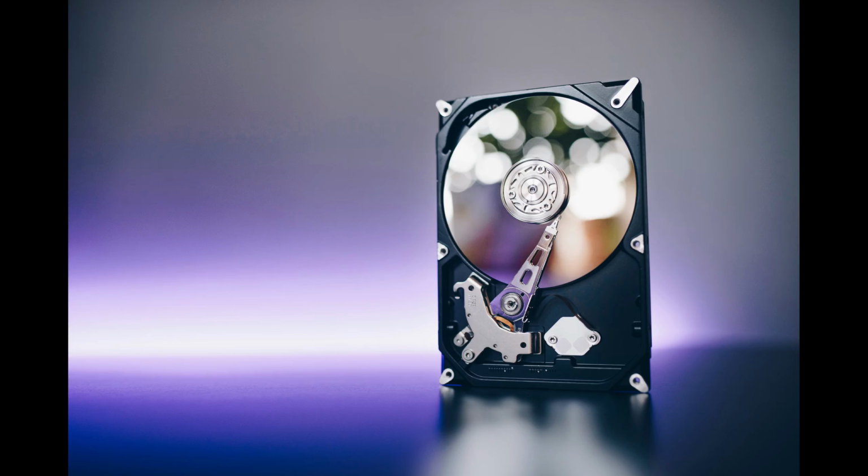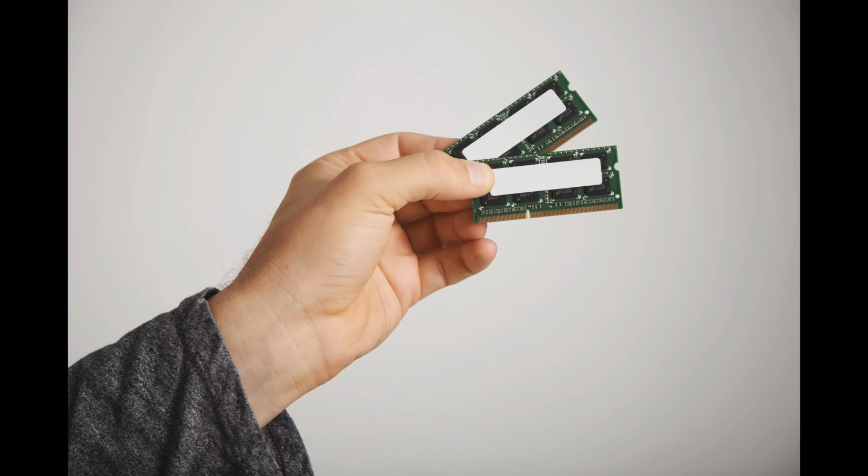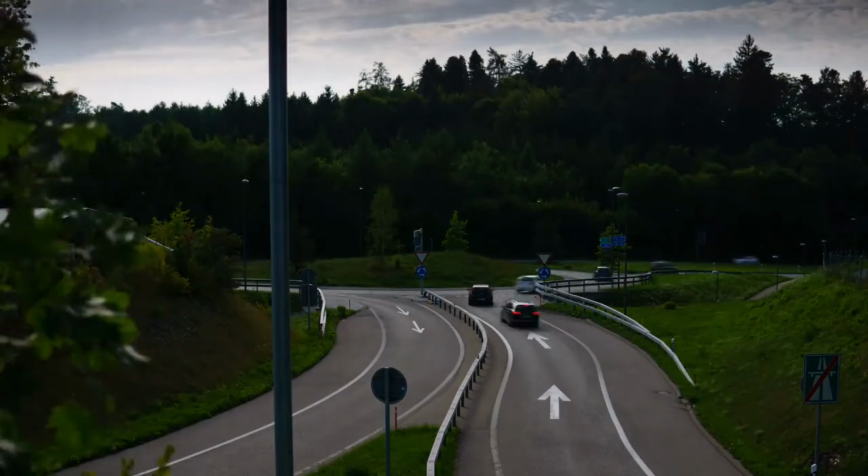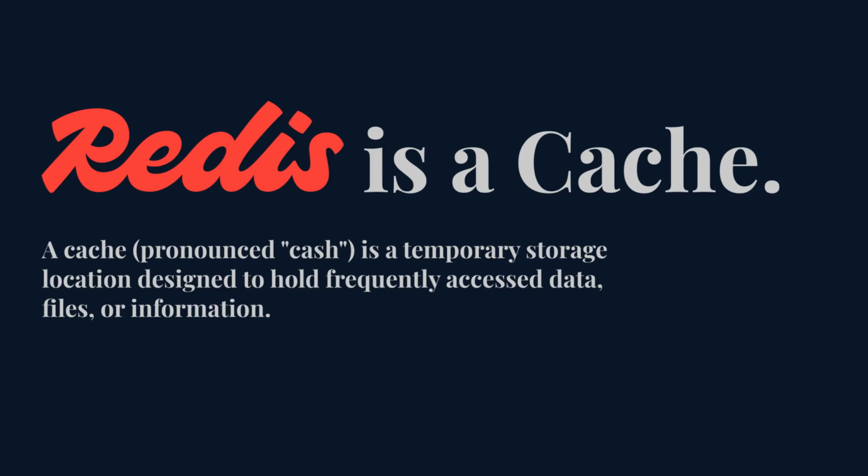Unlike PostgreSQL, which stores data on disk, Redis stores data entirely in memory, in RAM. This makes it extremely fast. Redis can handle millions of operations per second with sub-millisecond response times. Redis is most commonly used as a cache, a session store, a message broker, and a real-time data store.